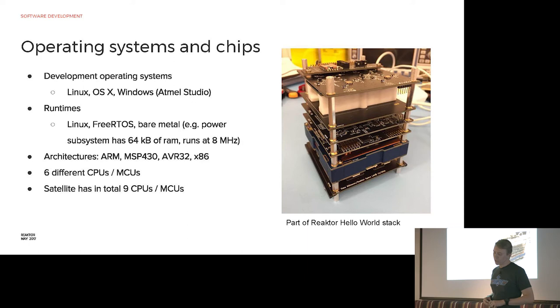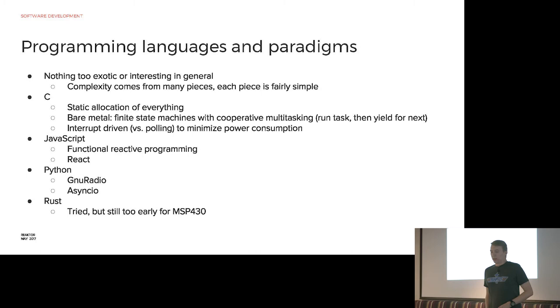So we have a bunch of operating systems for development and targeting. But we also have many different architectures. We have 6 different chips for running this stuff, and in total we have 9 processors or microcontrollers in the satellite. So that's quite a lot of things to work with. And that's only the satellite, so there's the ground infrastructure too, but that's not embedded, so we don't cover it in this detail. We use different programming languages and paradigms. There's really nothing too exotic here. Most of the complexity comes from just having a lot of different parts.